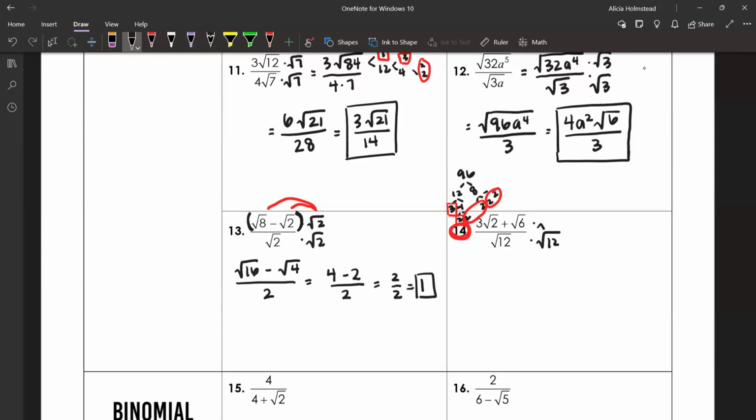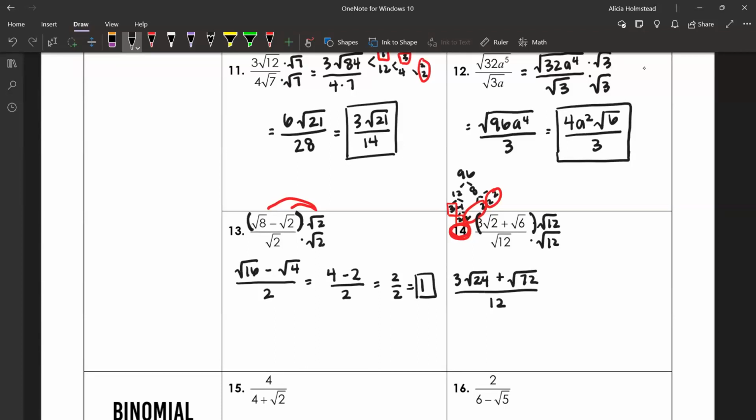Alright, gotta rationalize that denominator by multiplying by the square root of 12. On the top, be careful though, you gotta distribute it. So we'll do 3 square root 2 times the square root of 12, which is 3 square root of 24. And then we'll do square root of 6 times the square root of 12, which is the square root of 72. And then on the bottom, the square root of 12 times the square root of 12 is 12.